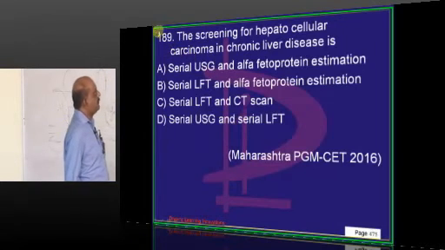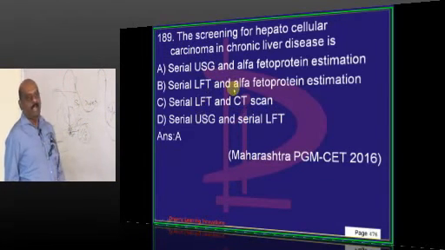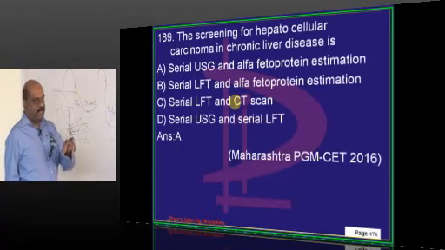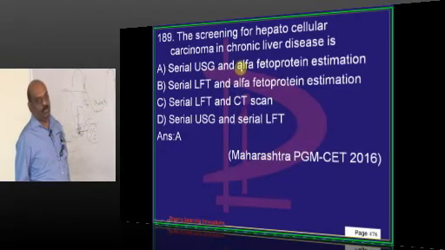Chronic liver disease. How do you want to basically screen for hepatocellular carcinoma? Alpha fetoprotein and ultrasound are the two things. There is a diagnostic algorithm. How do you do the follow-up?